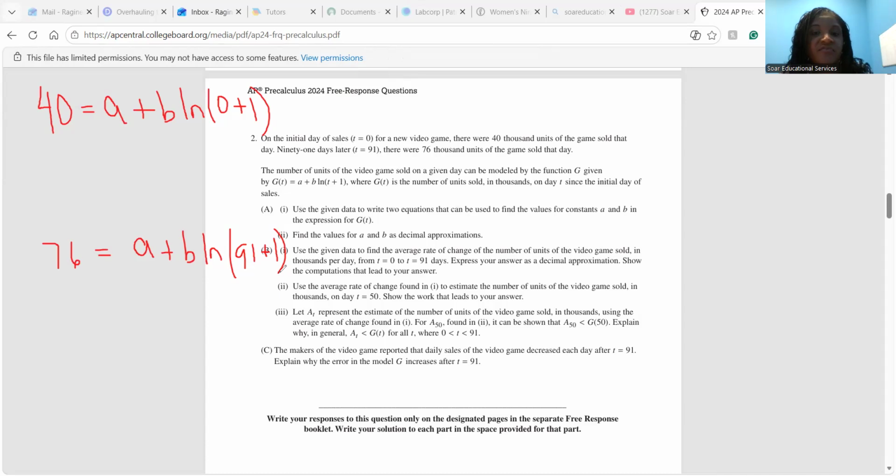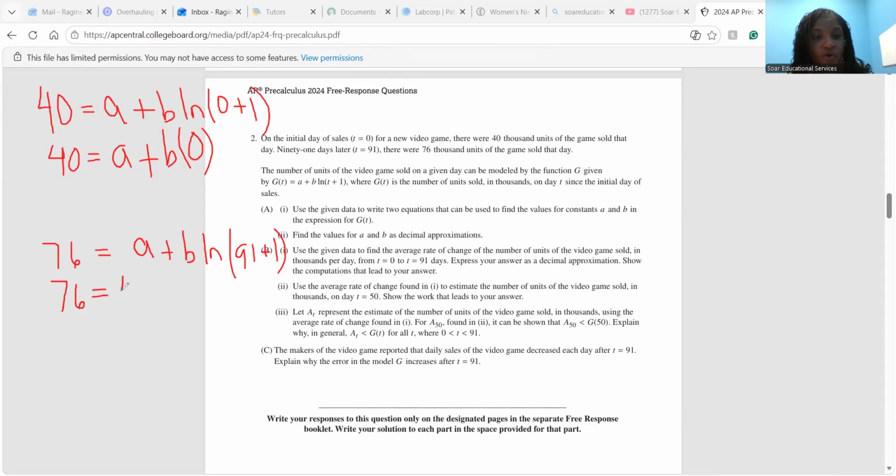Now part two says find the values of A and B as decimal approximations. So you would need a graphing calculator or the Desmos graphing calculator. The natural log of 1 is 0. So then you'll have B times 0, which is just 0, and you'll be left with A equals 40. Now that we know A equals 40, this is very similar to a system of equations. You're going to plug 40 in for A, substituting 40 in for A.